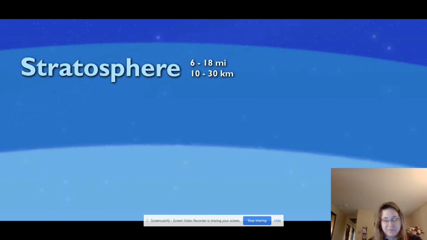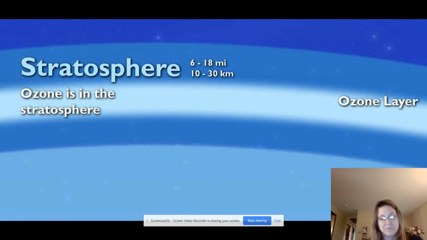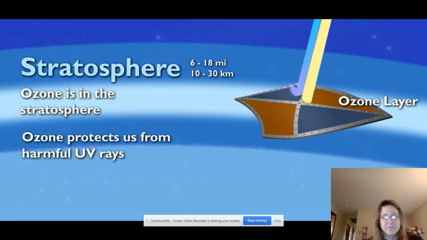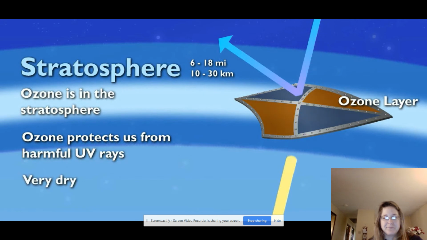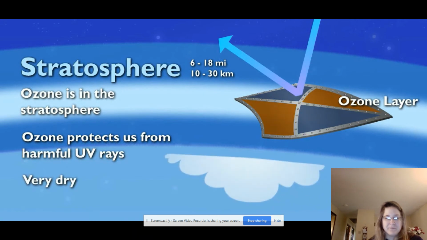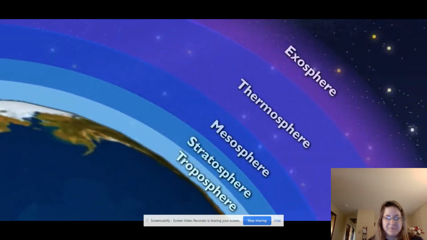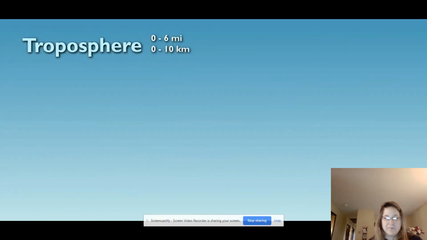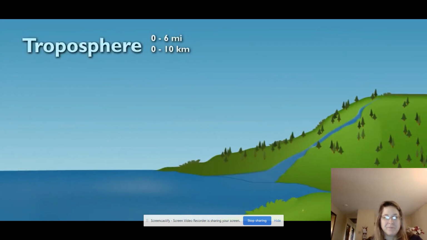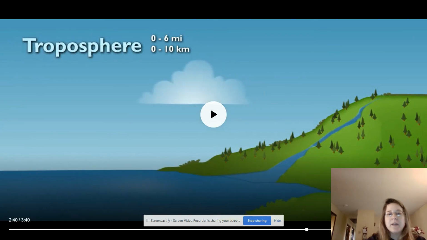The stratosphere is a pretty important layer. The ozone is here. It protects us from the sun's harmful UV rays. It's also really dry, so there aren't a lot of clouds there. The next layer, the troposphere, is just as important. It's the last layer and the closest to the Earth. And look how many miles it is. How close is it? If you look at it, it's only 6 miles up into the sky.